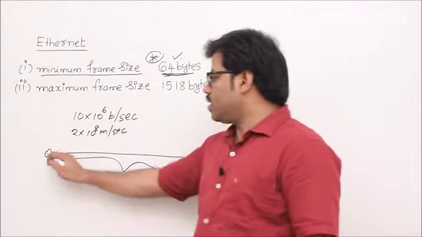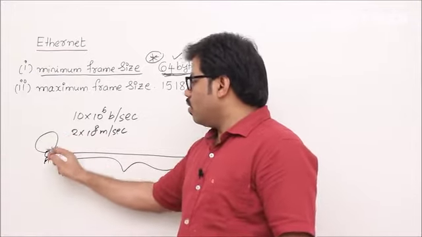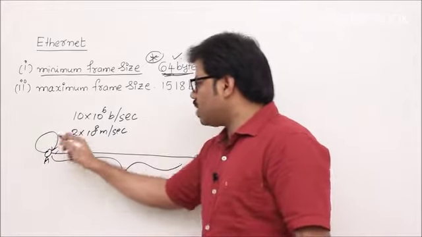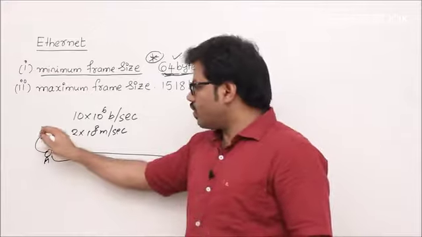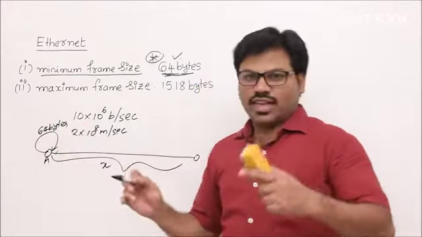That is important. For example, station A is sending its frame. So what is the propagation delay? Let's say the distance is x. Then for the frame transmission time, what is the minimum frame size we are using? 64 bytes. So let's assume we have only 64 bytes. So it is like this kind of story.